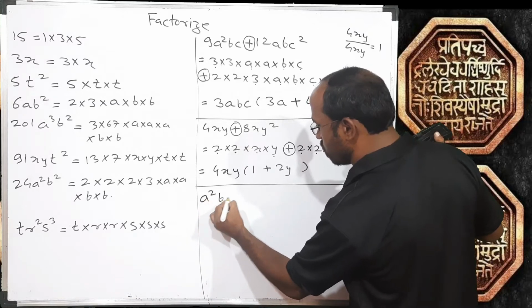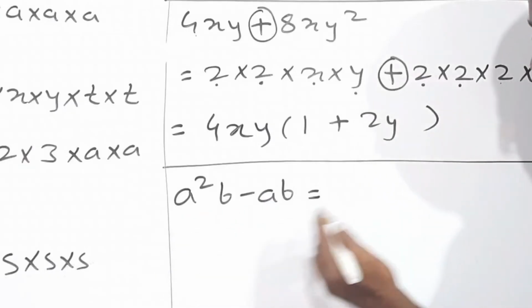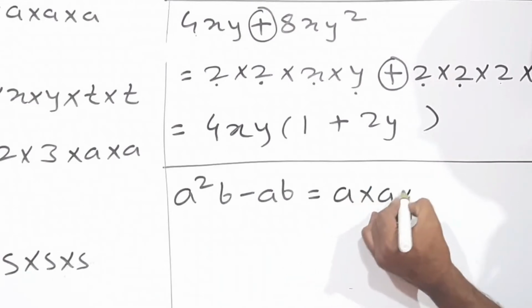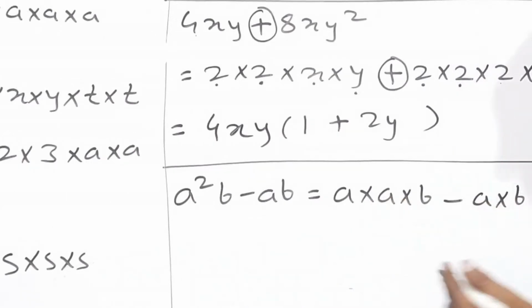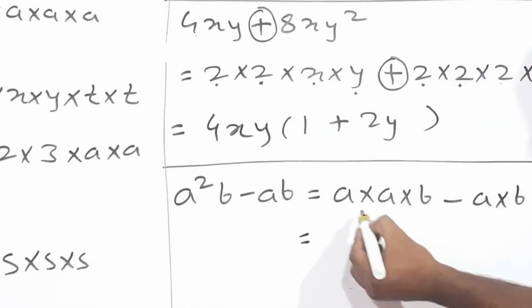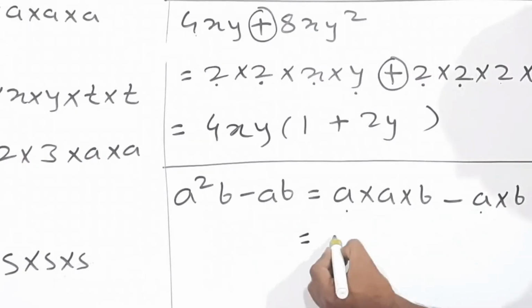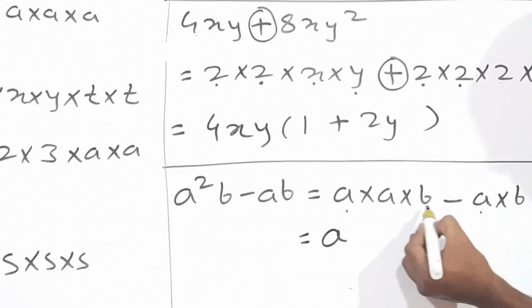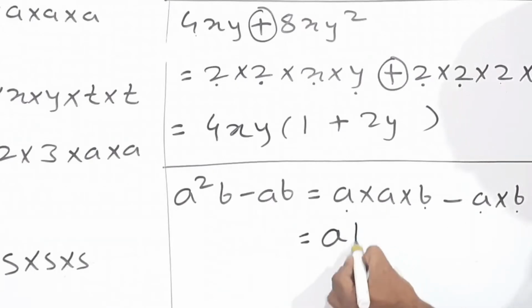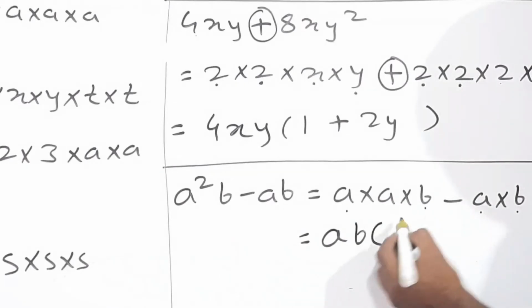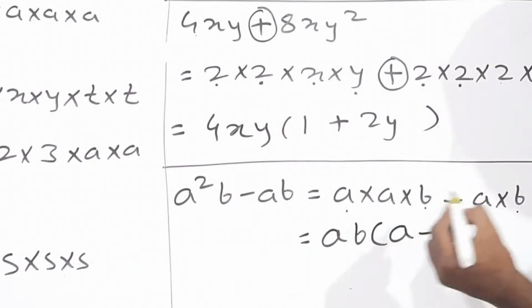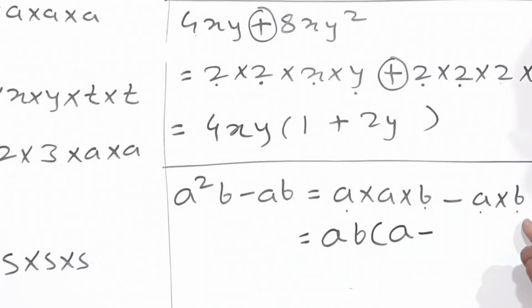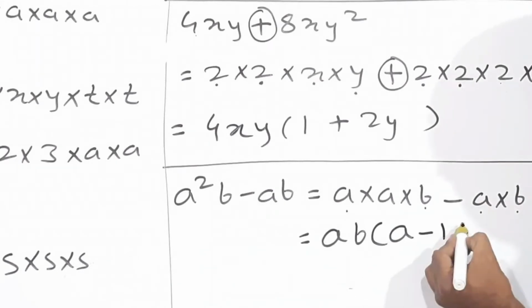a square b minus ab. a square b is equal to a multiplied by a multiplied by b, minus ab is a multiplied by b. Done. Now let's take common. This a is common, this a is common. After this a, this b is common, this b is common. So ab we have taken common. So what is remained? In the first term, only a is remained. Let's write the symbol of minus as it is. In the second term, nothing is there, means the hidden coefficient 1 is there. So we can say a minus 1.